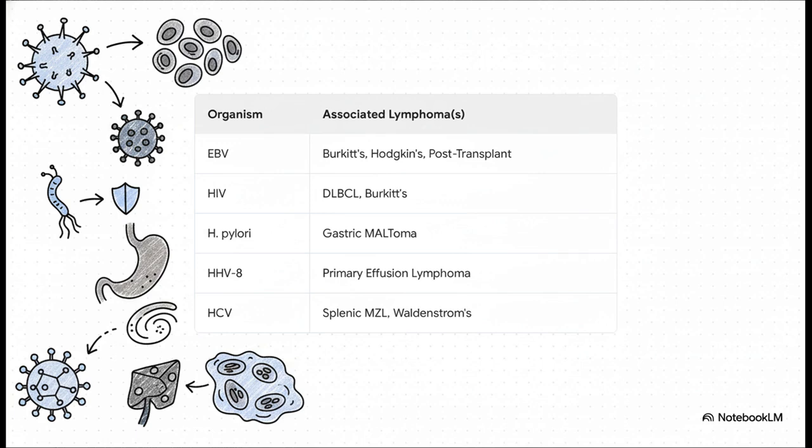The severe immune deficiency from HIV basically takes the brakes off the immune system, allowing aggressive lymphomas like DLBCL and Burkitt's to emerge. We've already covered H. pylori and MALToma. Other key links you need to know are human herpes virus 8, or HHV8, with primary effusion lymphoma, and hepatitis C with certain marginal zone lymphomas.